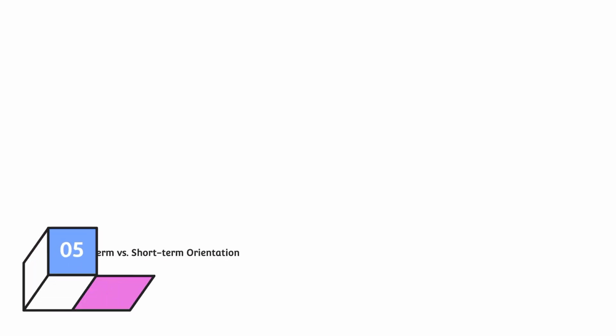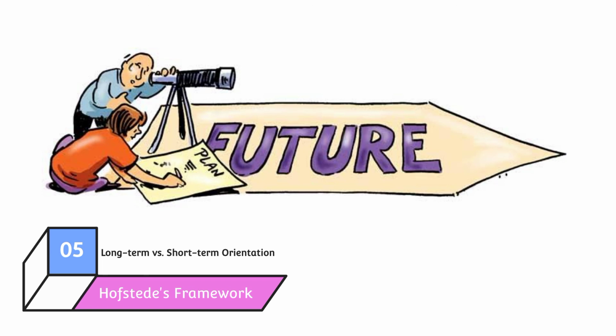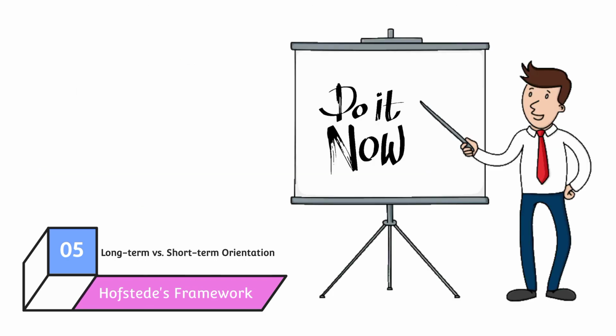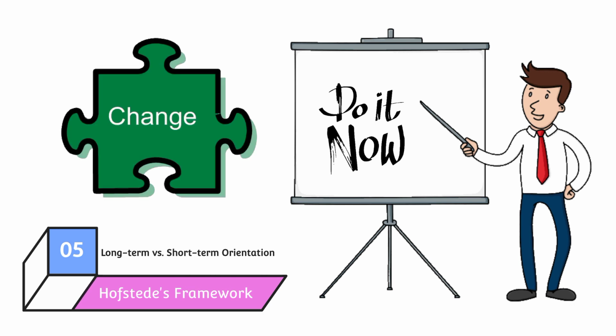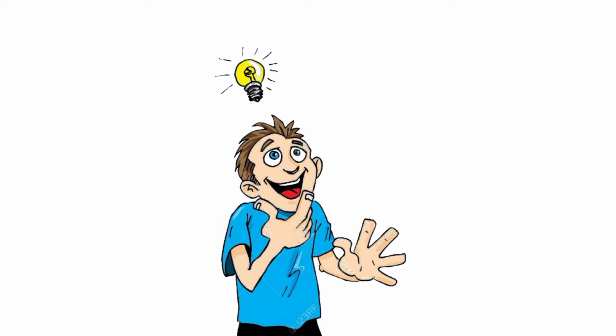Long-term versus short-term orientation. People in a long-term orientation look to the future and value thrift, persistence, and tradition. While in a short-term orientation, people value the here and now. They accept change more readily and don't see commitments as impediments to change. Understanding differences in values across cultures helps explain the behaviors of employees from different countries.